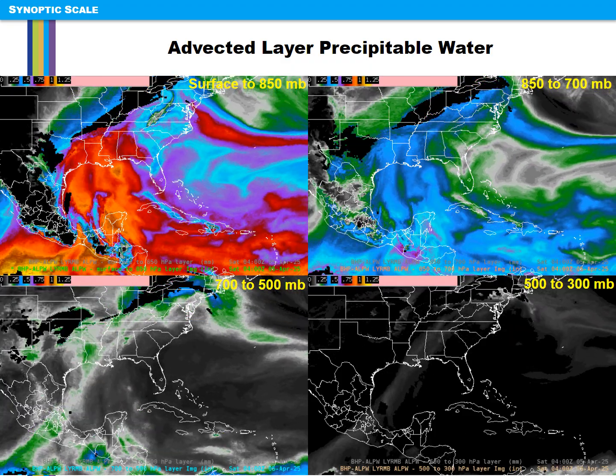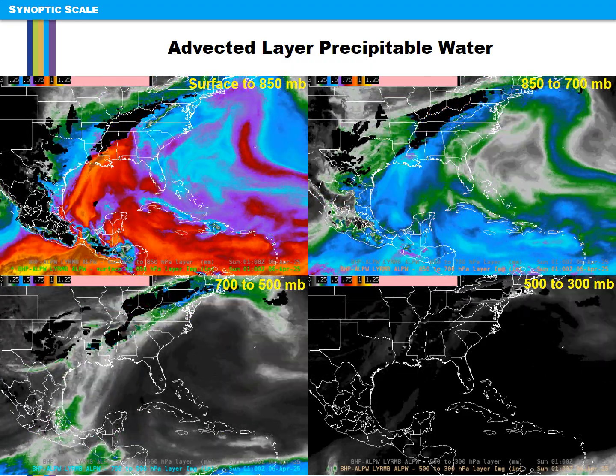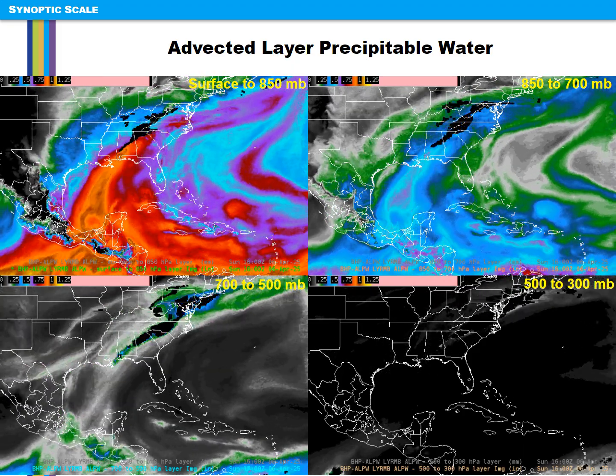One of the more recent developments is the ability to view moisture in different layers from microwave instruments on polar orbiting satellites.